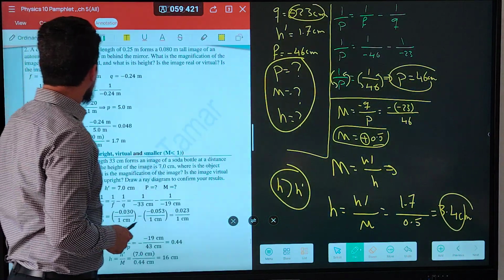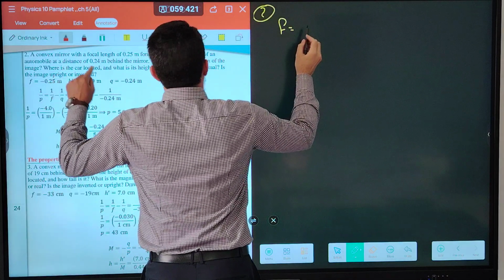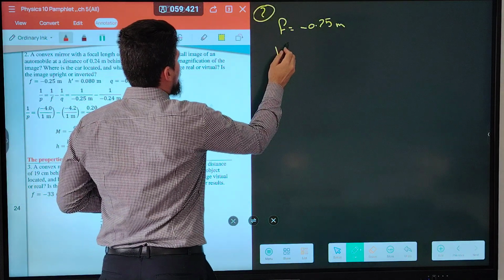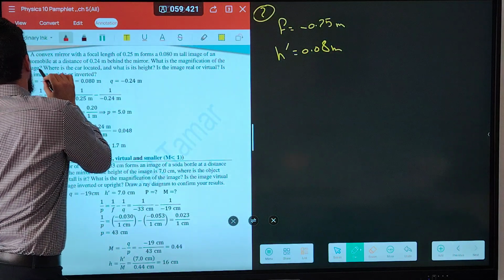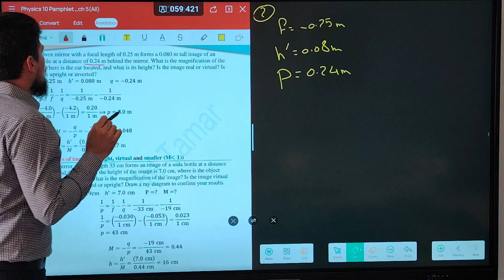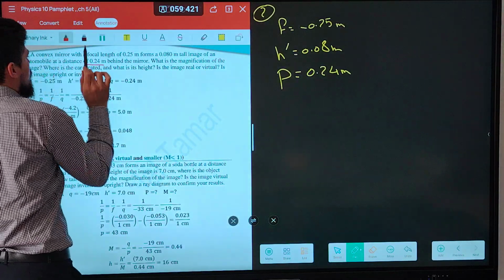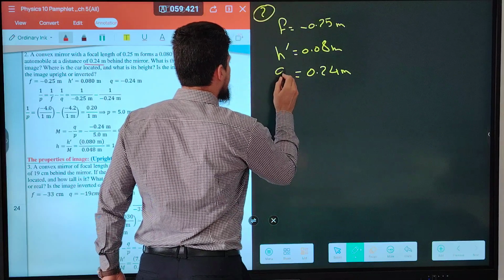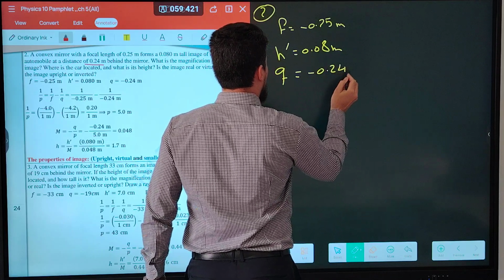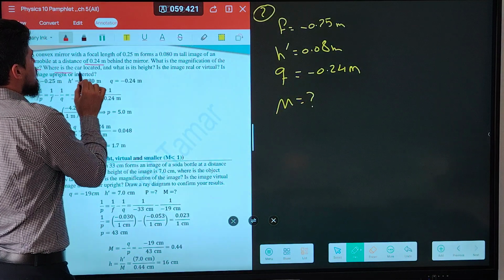Question 2, a convex mirror with the focal length. Because we have convex, the focal length is negative 0.25 meter, and a 0.08 meter tall image, H prime, of an automobile at a distance of 0.24 meter. The image distance Q is negative, negative 0.24 meter. What is the magnification of the image? M is unknown.